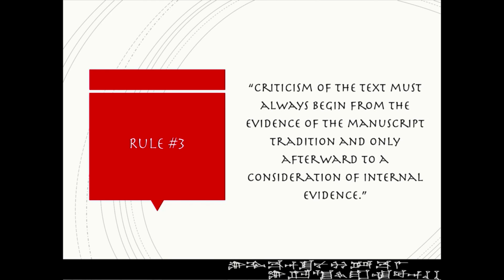Rule 3. Criticism of the text must always begin from the evidence of the manuscript tradition, and only afterward move to a consideration of internal evidence. In other words, we can't say, well, I really want Paul to say this, because that's what the chapter seems to indicate. We have to start with the manuscript tradition, the external evidence, before we move inward.